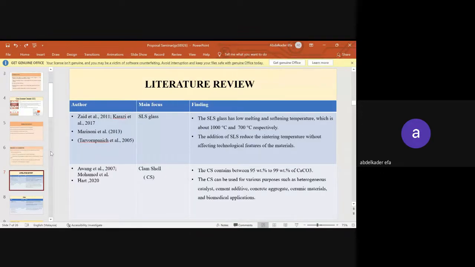In recent years, clamshell is widely used as a source of calcium oxide in various industries due to its low cost. The clamshell is one of the natural sources which is rich in calcium carbonate, so calcium oxide can be obtained easily by using clamshell. Hydroxyapatite.